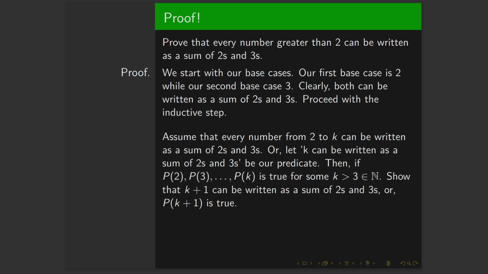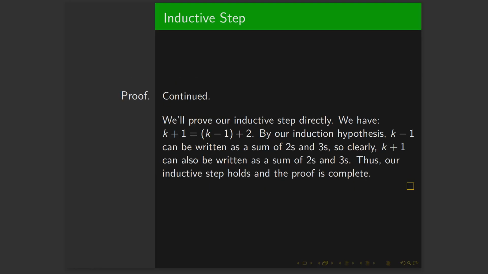So it doesn't really affect our proof, it just has to do with clarity. So now we're going to show that k plus 1 can be written as a sum of 2's and 3's. And that's the same as saying that p of k plus 1 is true. So we'll just prove the inductive step directly. We have that k plus 1 is just the same as k minus 1 plus 2. And by our induction hypothesis, because we're using strong induction, k minus 1 can be written as a sum of 2's and 3's. So clearly k plus 1 can also be written as a sum of 2's and 3's. So our induction holds, our inductive step holds, and the proof's complete.